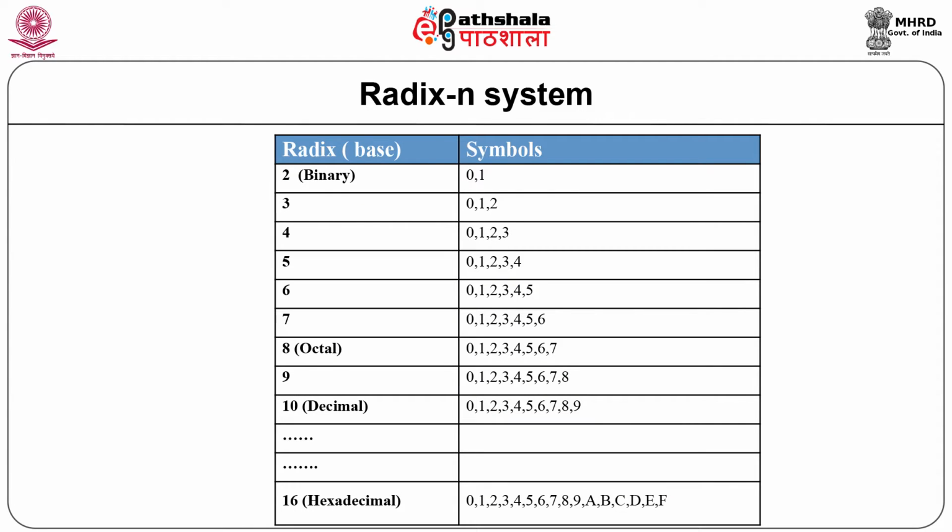Radix-n system indicates there are n symbols in the number system. Radix-2 has 2 symbols, Radix-3 has 3 symbols, 0, 1, 2. Similarly, Radix-5 has 5 symbols and so on. So we can definitely devise a number system having n different symbols, which is shown in this slide.